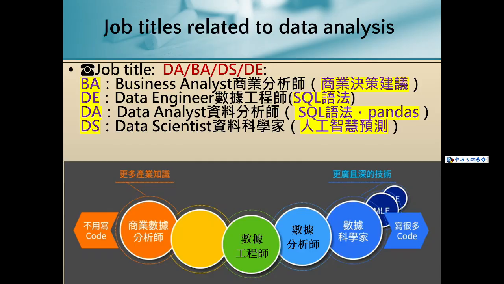And here is a job title related to data analysis. The job titles include DB, DA, BA, DS, DE. The BA means business analyst. The DE means data engineer. The DA means data analyst. The DS means data scientist.